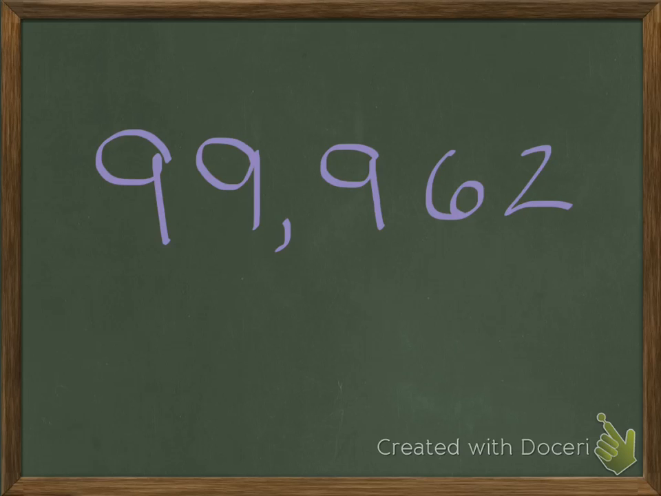So you're going to need to put your thinking caps on. Let's go ahead and round 99,962 to the hundreds column. Go ahead and pause me and figure it out. And hopefully you've paused me and you already have an answer and you're coming back.